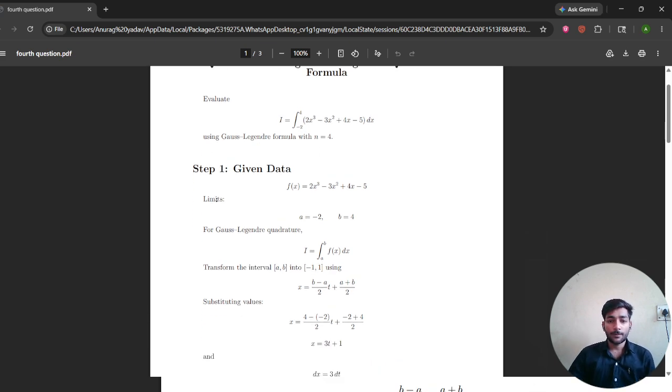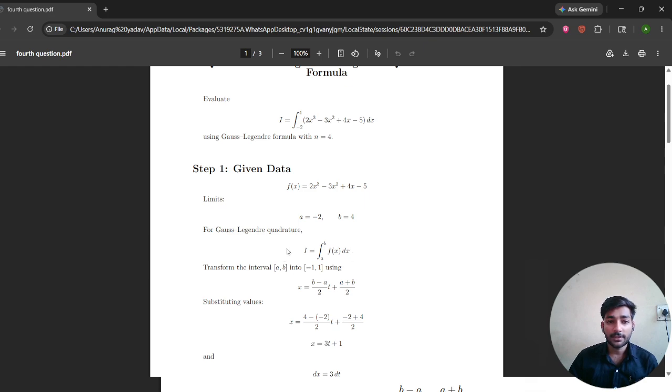First of all, we start the solution from this step. Given data: f(x) is the equation we have been given, and the limits are a = -2 as the lower limit and b = 4 as the higher limit. For Gauss-Legendre quadrature, this is the formula: I = integral from a to b of f(x) dx.